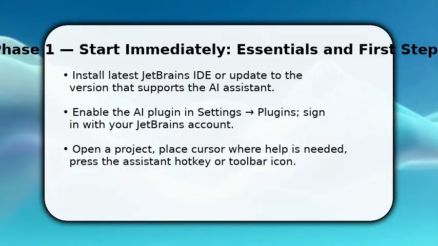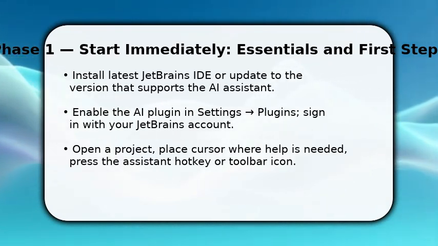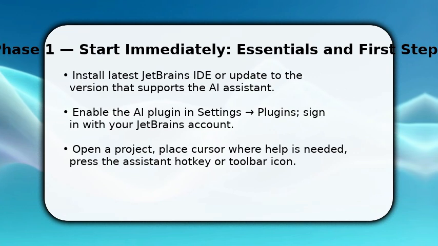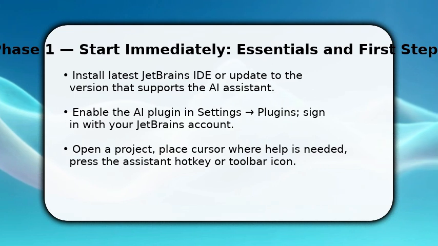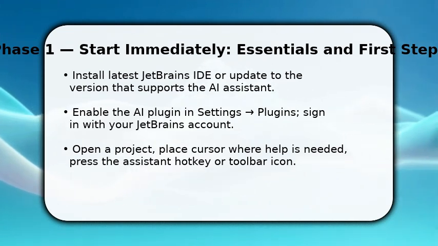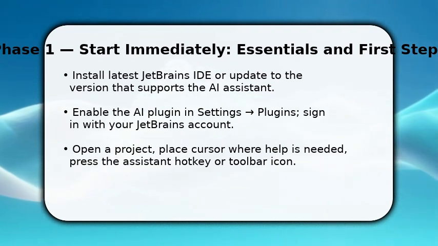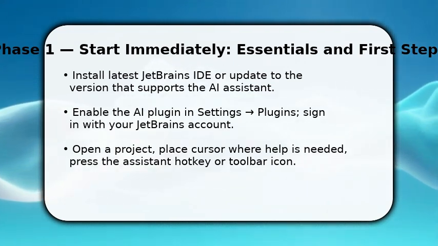You begin by making sure the IDE is updated and the AI plugin is enabled. This reduces compatibility issues. Once enabled, sign into your JetBrains account so the assistant can access settings and extensions. Next, open the project you want to work on and place the cursor where you need help. This tells the assistant context.